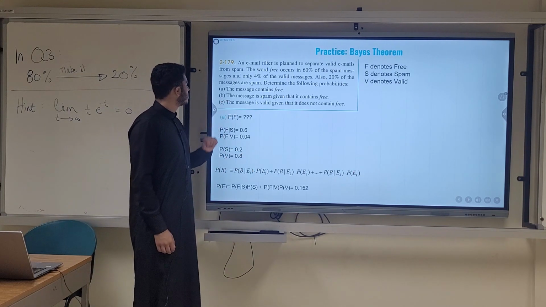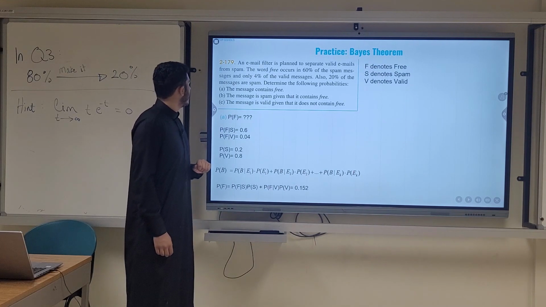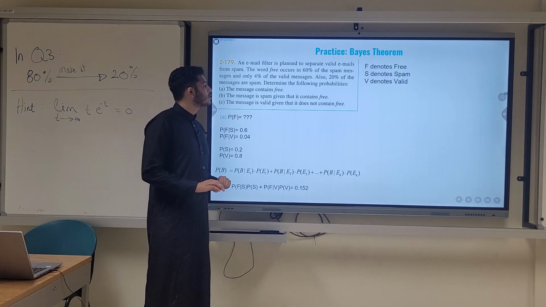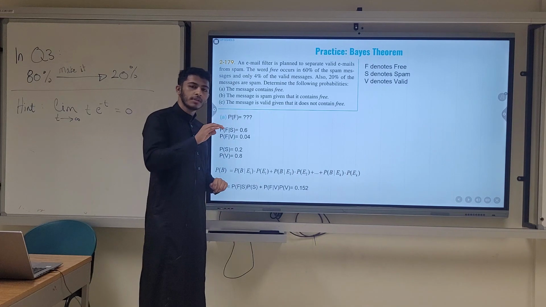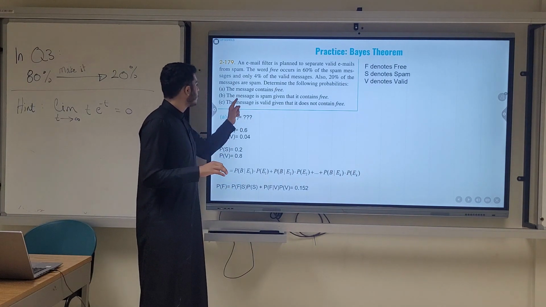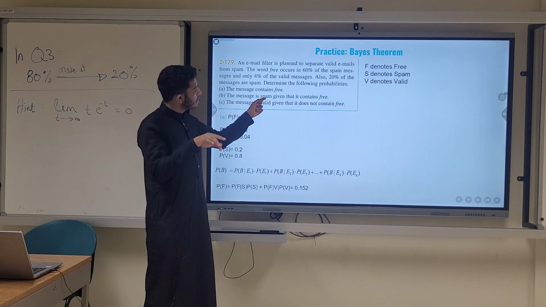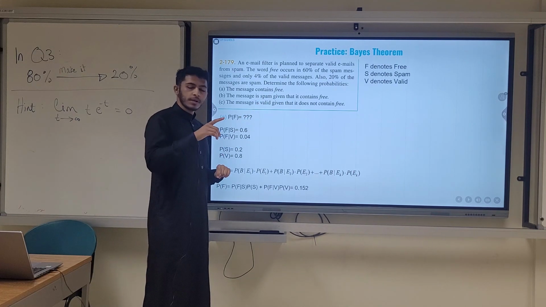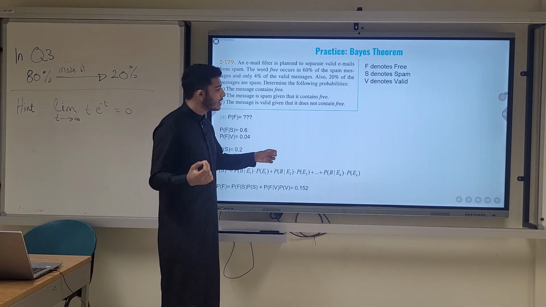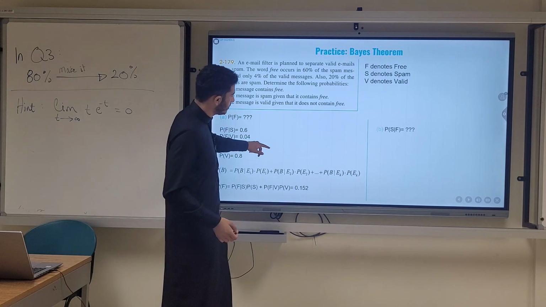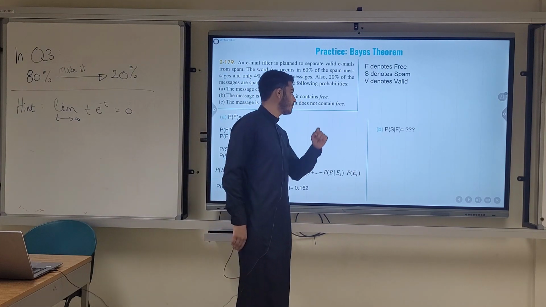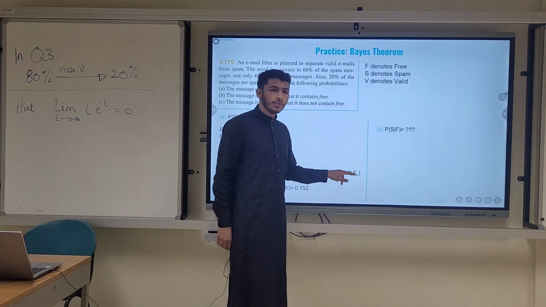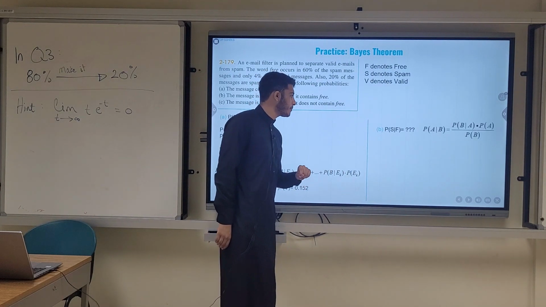So let's go to the other question, which is question B. The message is spam given that it contains the word free. So we want the probability of spam, which is S, given that it's free. So probability of S given F, which is going to look like this. So how to solve it? Here we can use Bayes' theorem, which is this one here.